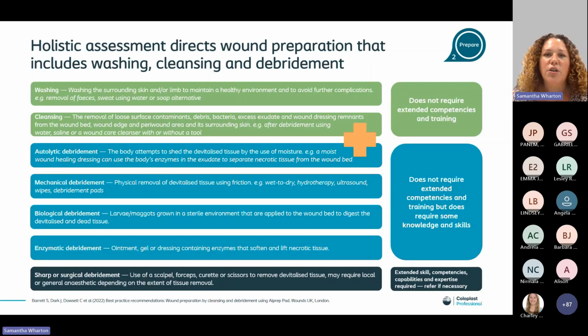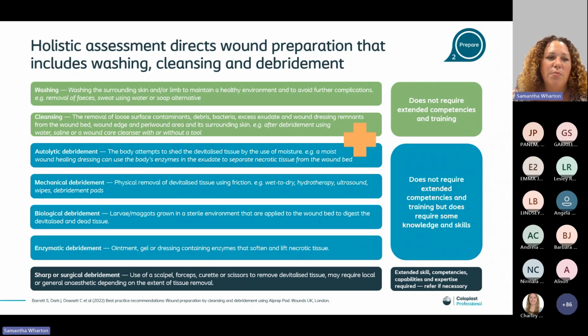So there are different ways that you can do wound preparation. So we've got here washing and cleansing. Those are the green ones on the top. So washing the skin and the limb to maintain a healthy environment. Cleansing, so just removal of the loose surface surfactants. And then we move on to our autolytic, mechanical, biological and enzymatic. So these don't require extended competencies and training, but they do require some knowledge and skills.